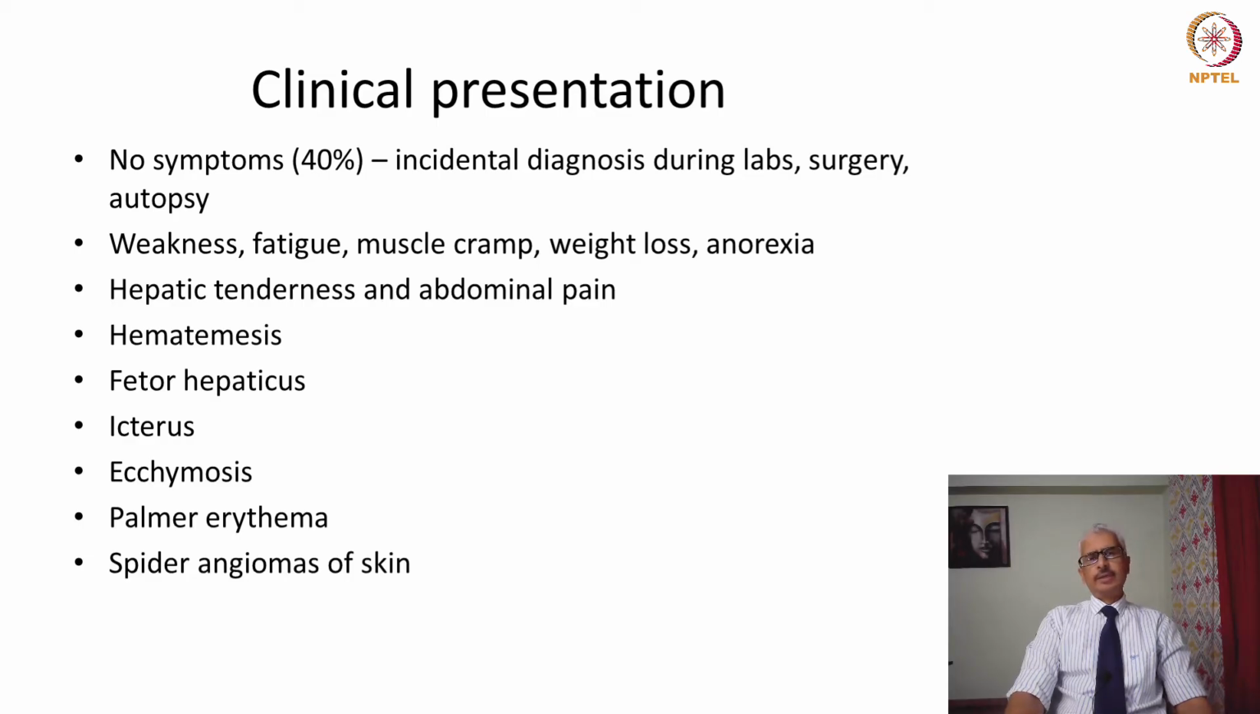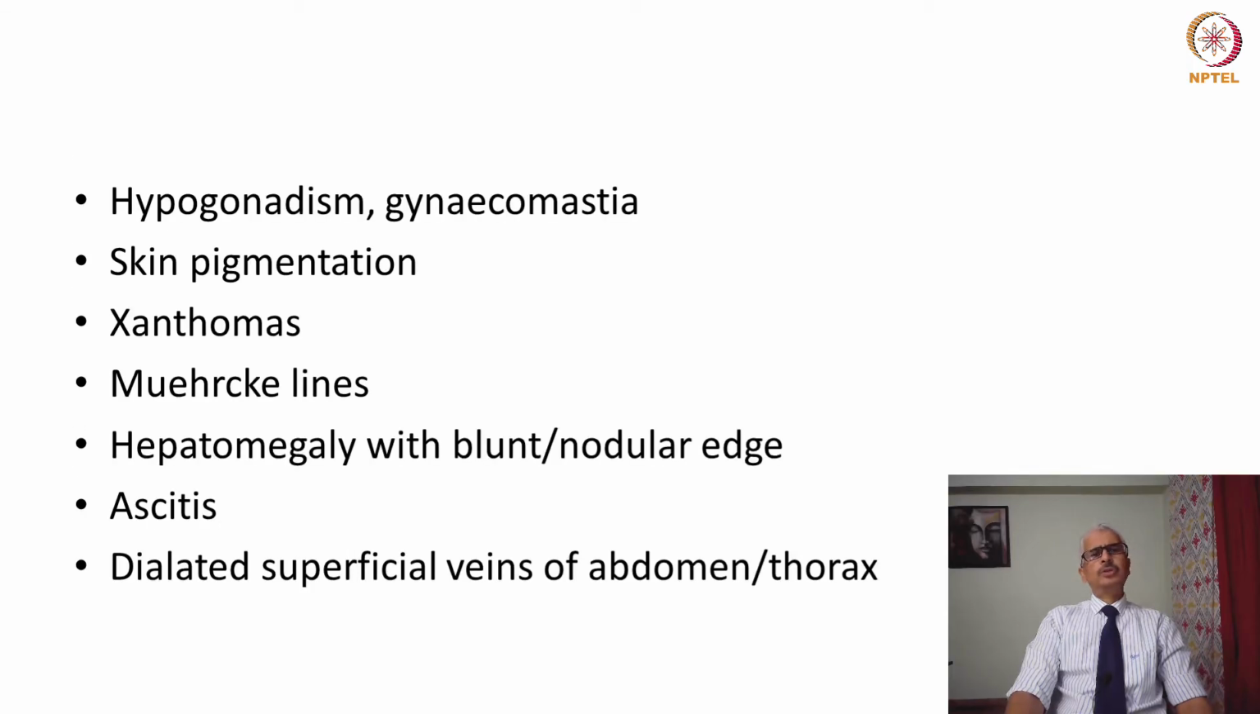Now, we have seen that liver is an important site of synthesis of the coagulation proteins, the proteins responsible for coagulation cascade, and production of platelets. So, one of the clinical features is ecchymosis. Now, palmar erythema is usually seen in alcoholic liver disease patients. This is due to local vasodilation. The spider angiomas of skin is due to altered metabolism of estrogen. The levels of estrogen are raised, and this can also cause hypogonadism and gynecomastia.